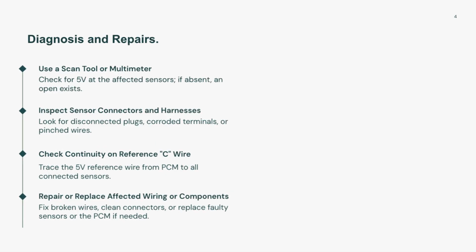To fix P0697, you'll need to verify the 5V signal at each sensor on the circuit using a scan tool or multimeter. If the voltage is missing, unplug each sensor and check for continuity on the wire between the PCM and the sensor. Replace or repair any damaged wiring or connectors. If all wiring checks out and voltage is still absent, the PCM may need to be tested or replaced. After repairs, always clear the code and monitor system behavior to confirm the fix.